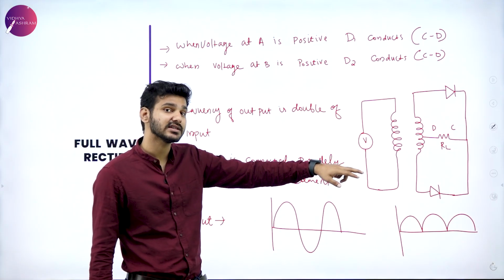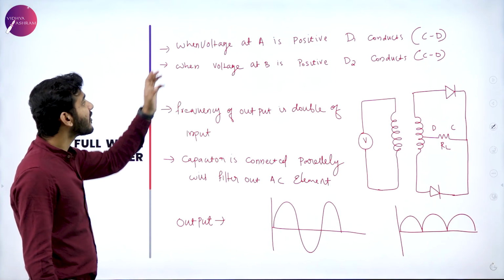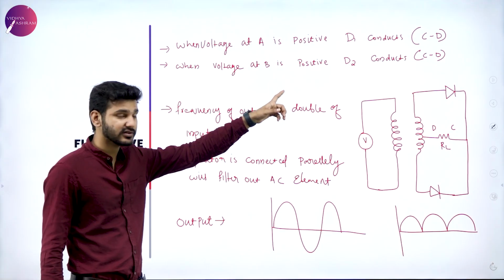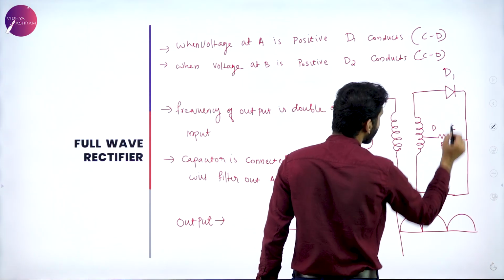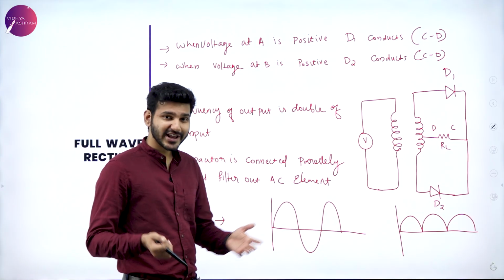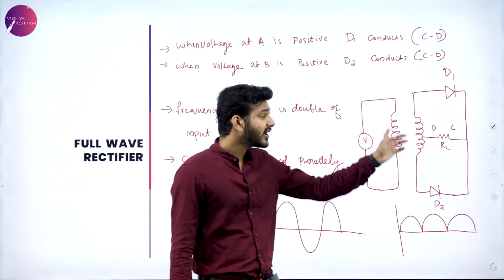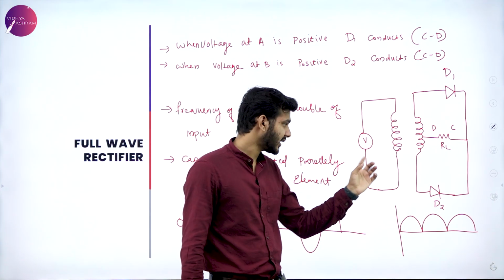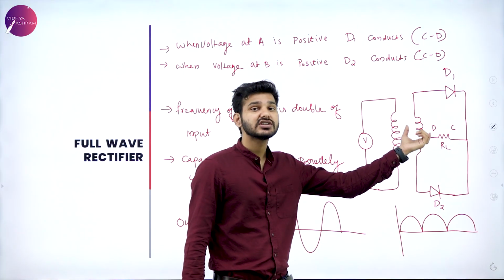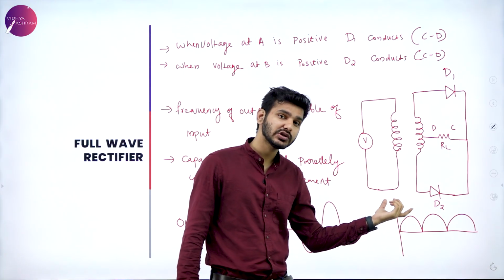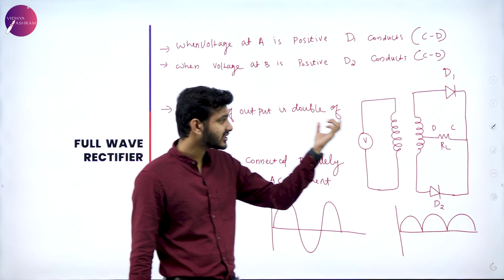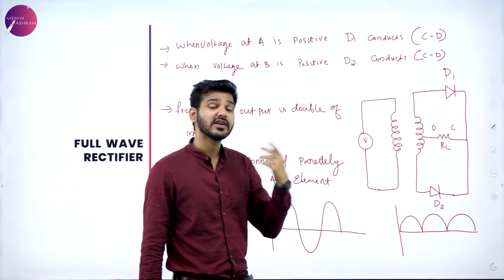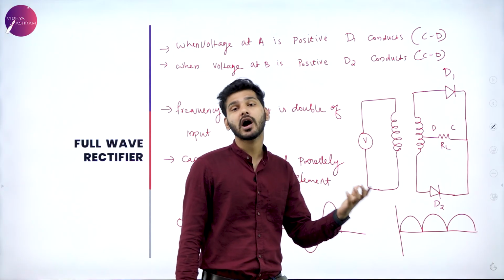conduct, alternately. To be more precise, when voltage at A is positive, D1 conducts. So this is D1 and this is D2. What exactly happens is that when the AC current reaches diodes D1 and D2, both of them will be in their positive half cycle, which means just by using the center tap method, we can get the full wave output form.